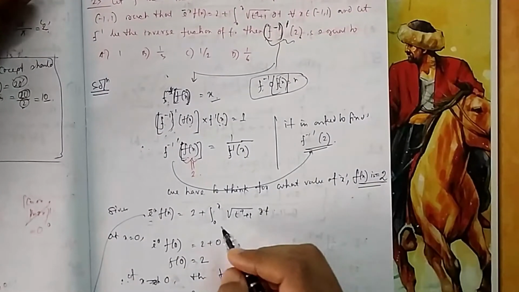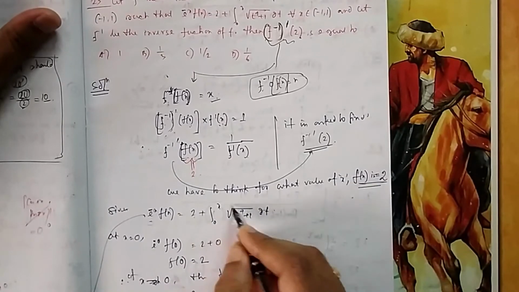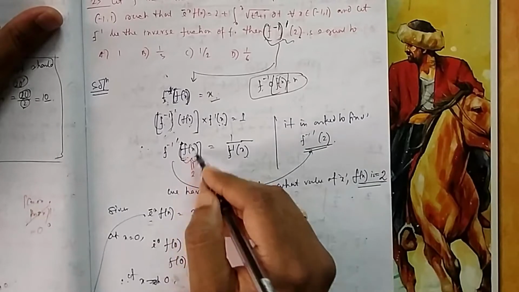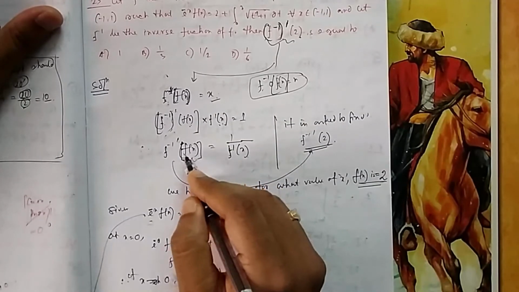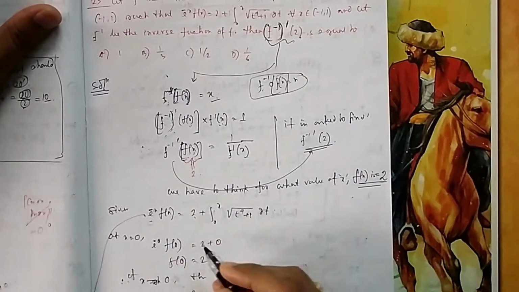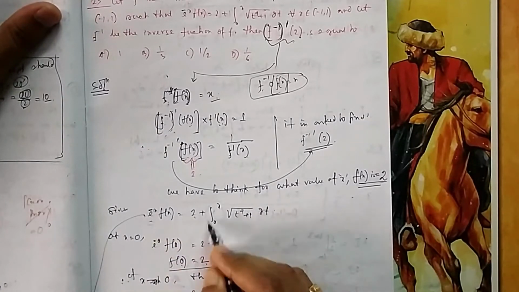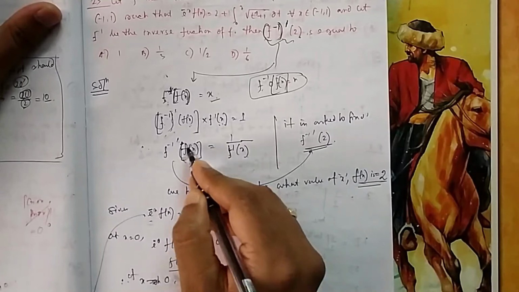If you put x equal to 0, then this side will be 0, so the output will be 2, because when f(x) is given, the output will be equal to 2. So if you put x equal to 0, then f(0) equals 2. That means if you put x equal to 0, it will be 2.